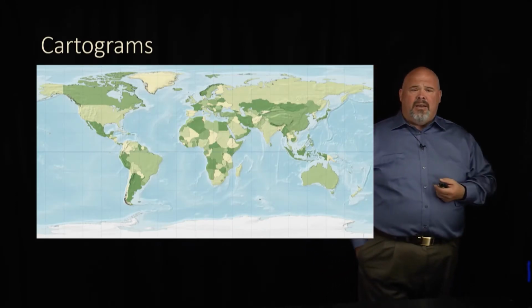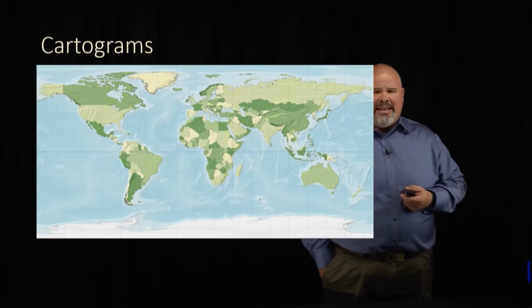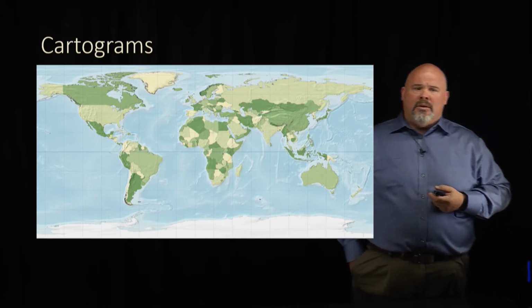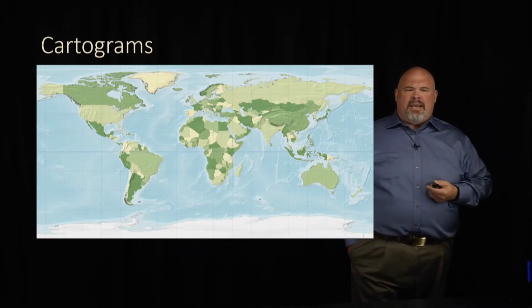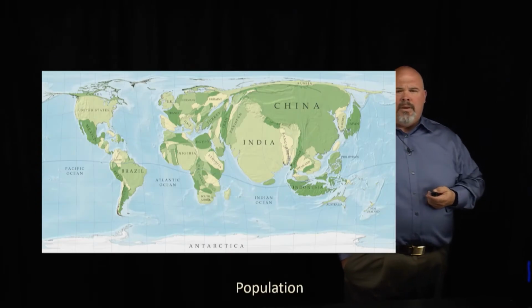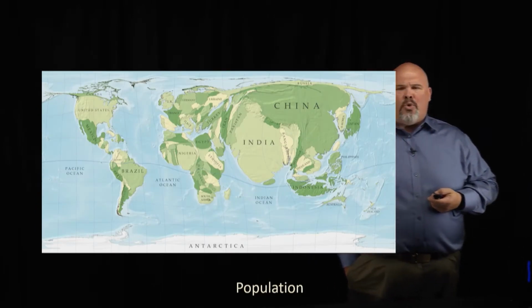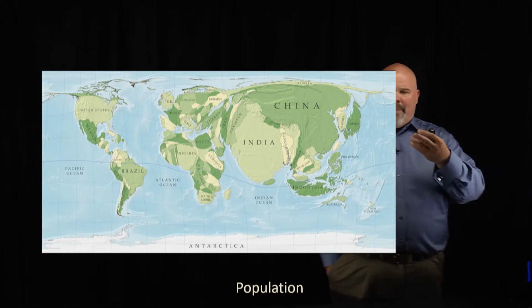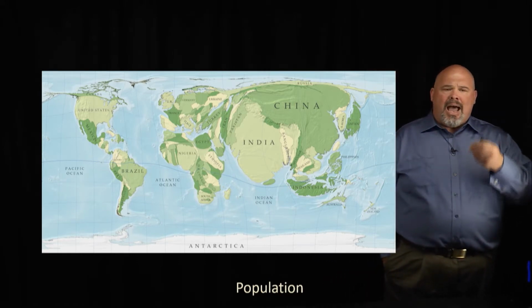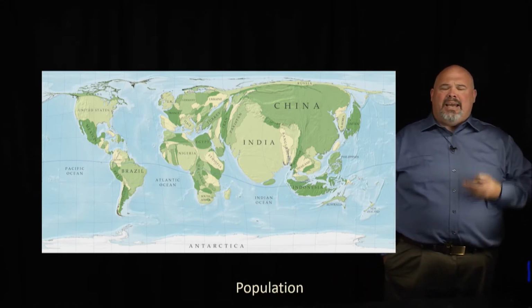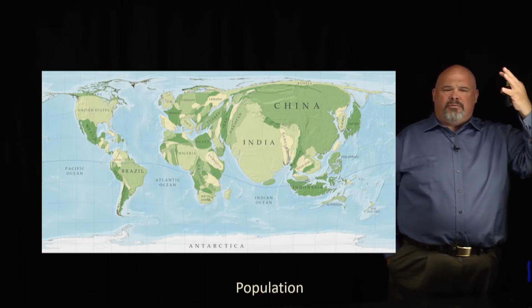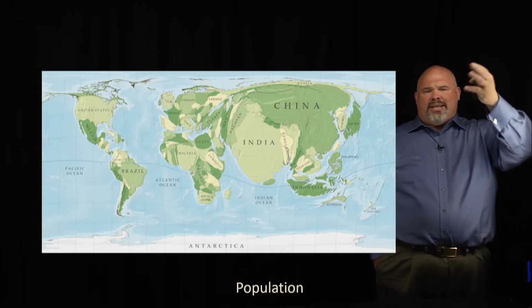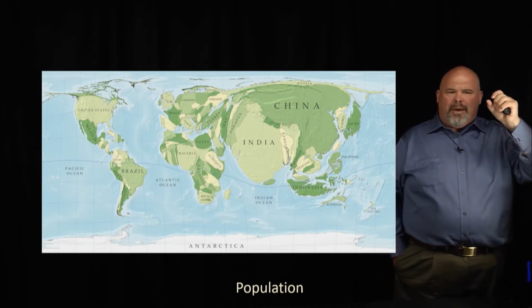So here's a slightly different projection than the one we were just looking at. Makes Africa look a little bit bigger. And so this is the non-distorted map. And then when I distort it into the cartogram by population, I see that China and India are bloated out of proportion to what they really are. And a lot of countries like Scandinavia and Russia are made small.